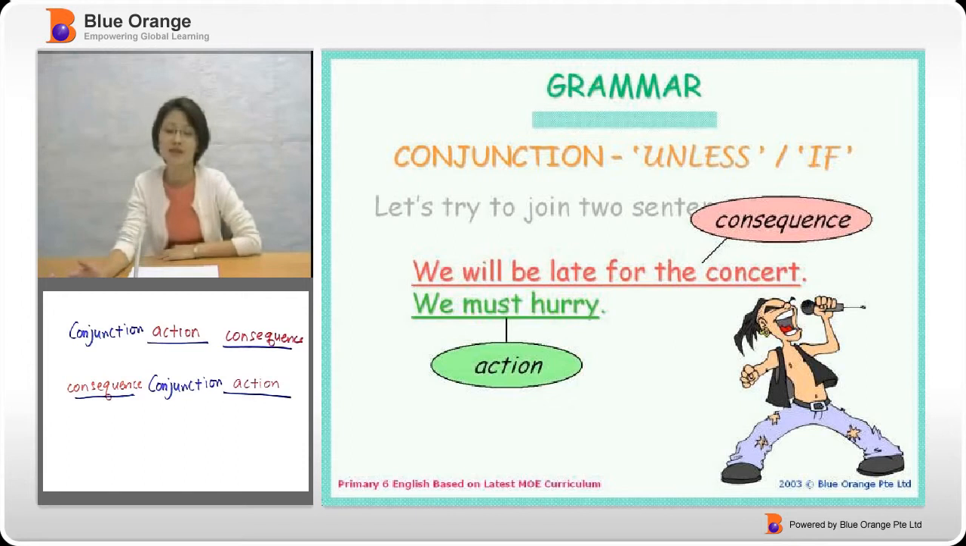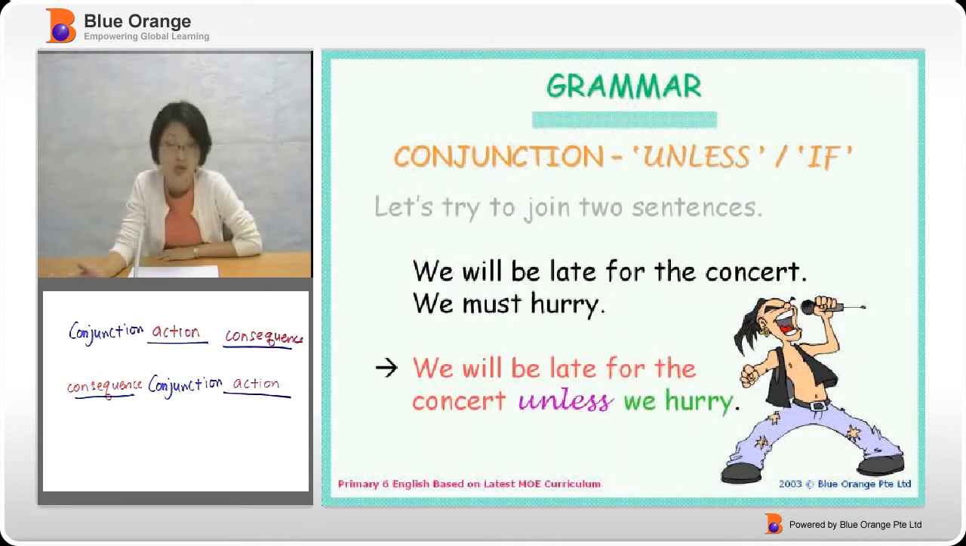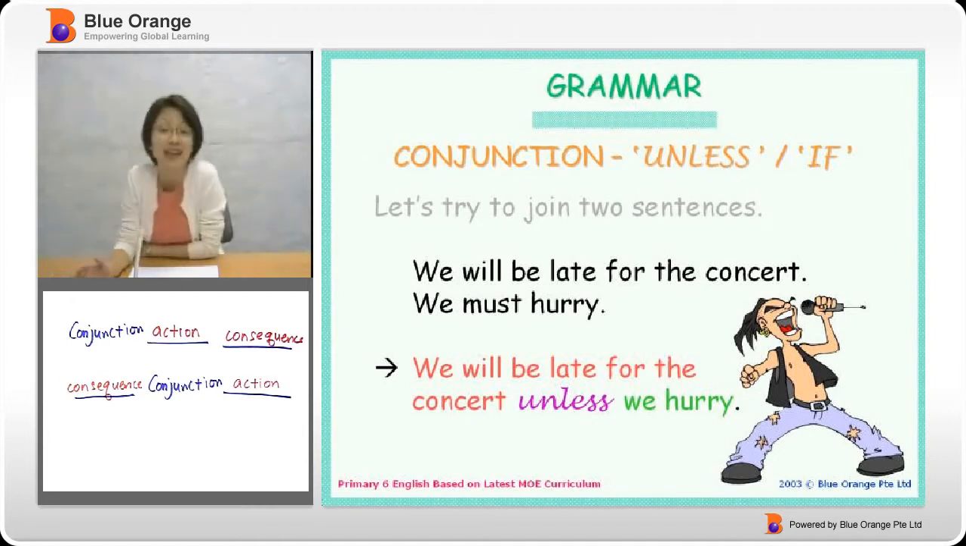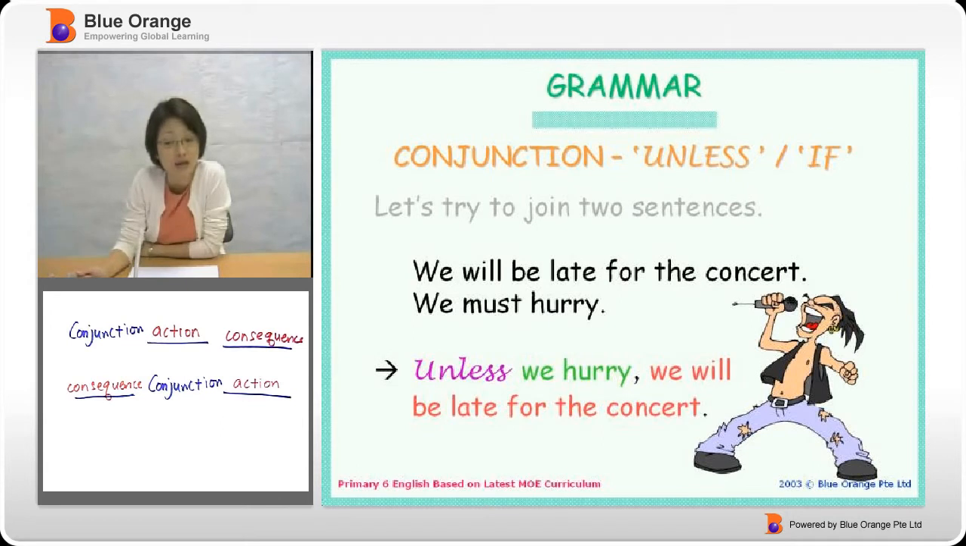Since the first one, unless, is in the middle, let's check just that first. If unless is in the middle, we will have to start off with the consequence, which is we will be late for the concert unless we hurry, like this. The next one will be unless right in front. When unless is in front, we have to put in the action followed by the consequence. In this case, the action will be we must hurry. Unless we hurry, we will be late for the concert.